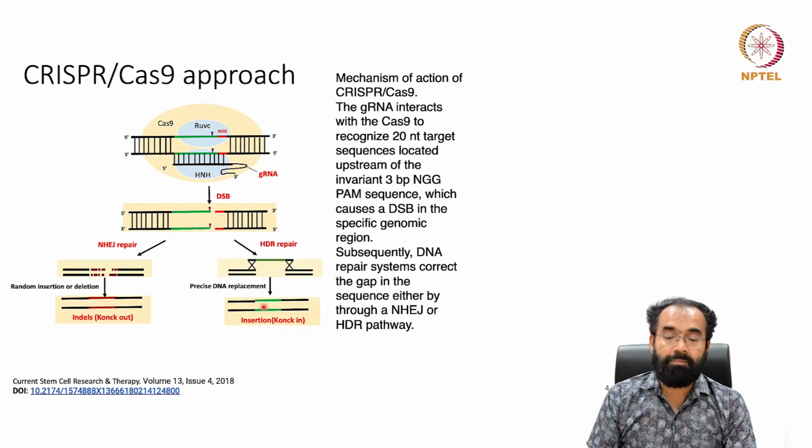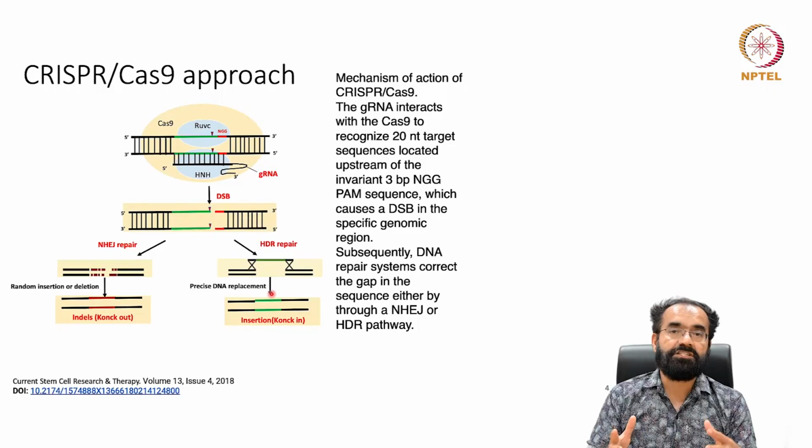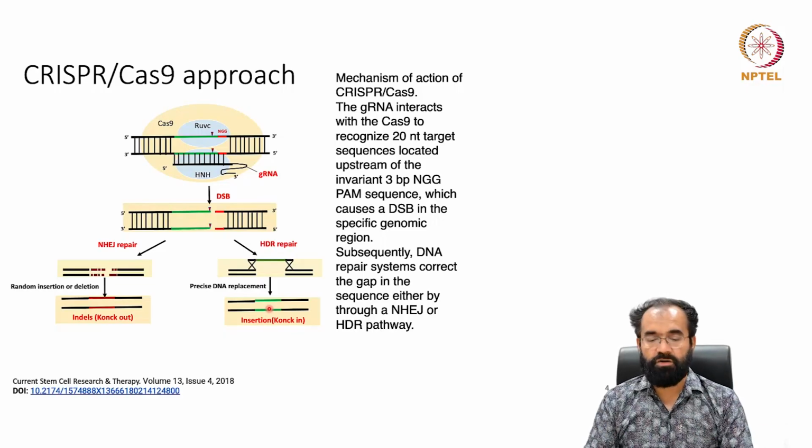Another option is precise DNA replacement. Whenever there is DNA damage, the cell looks for a complementary sequence which can integrate by homologous recombination. As you can see here, this is the HDR sequence which recombines, and you end up getting an insertion, and now the whole region got fixed.